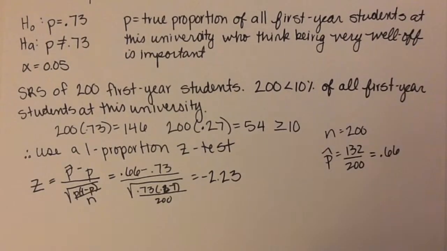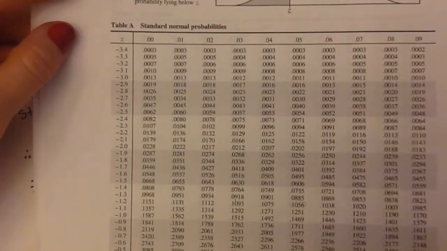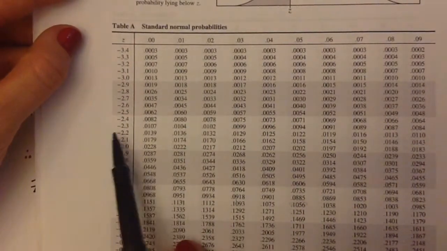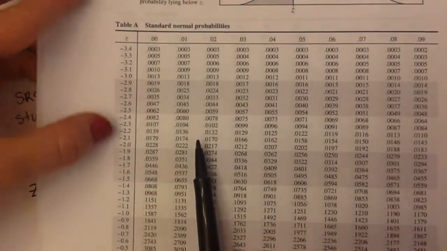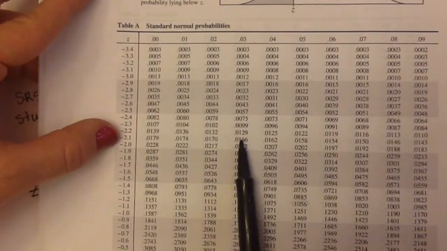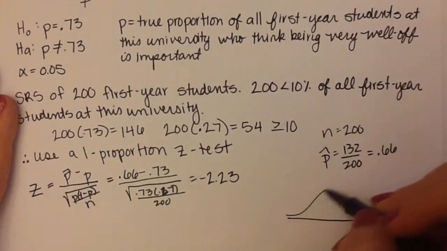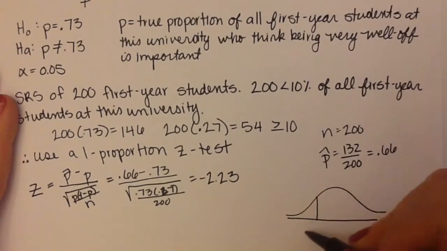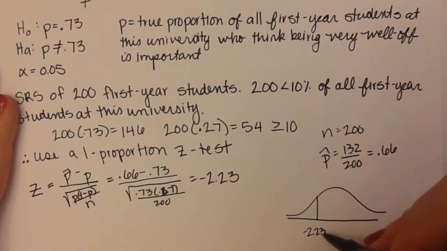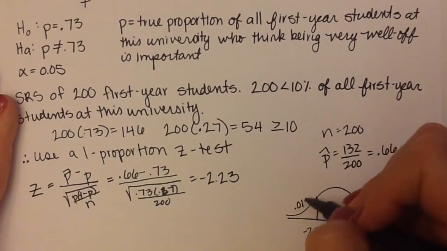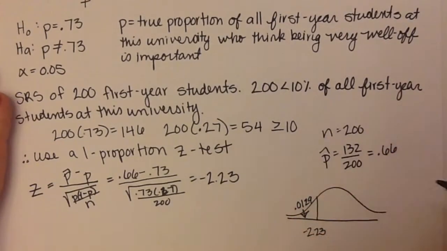After putting all that information into my calculator, I was able to get that my z-score is negative 2.23. Now I just wanted to show you again how you can do this by hand, because last time I only focused on using the calculator. Just like you did before, you would go to table A. I would look for negative 2.23, so 2.2 moving over to 3, I get 0.0129. So in my normal curve, at this value of negative 2.23, I have 0.0129 in this tail right here.